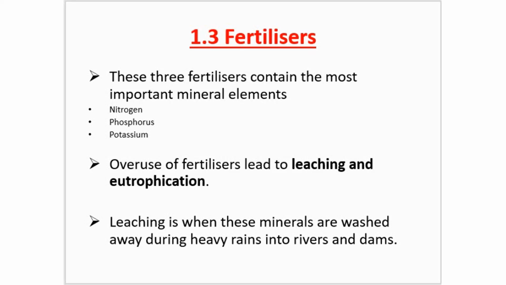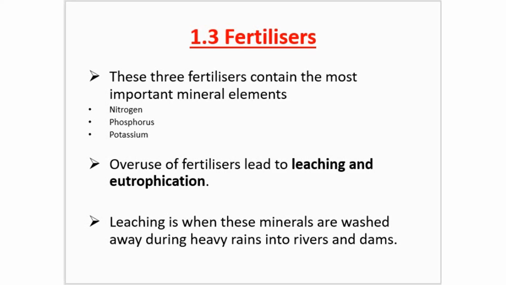And then overuse of fertilizers, of course, will lead to leaching and eutrophication. These are new terms. Leaching is when these minerals are washed away during heavy rains into rivers and dams. Now you don't want that to happen. When you overuse fertilizers, there's going to be leaching and eutrophication. You don't want that to happen. So be wise when you're using fertilizer.